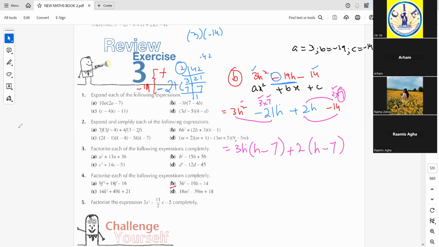So now you can see that h minus 7 is common to these two. So we can have h minus 7 taken common. Since this has been taken common, we are left with 3h from the first term and then plus 2 from the second term. So we have written them as a product. That means our factorization is done. So that is your answer.